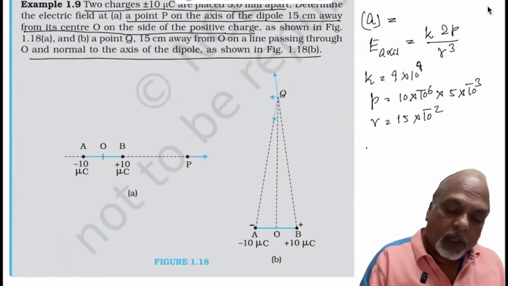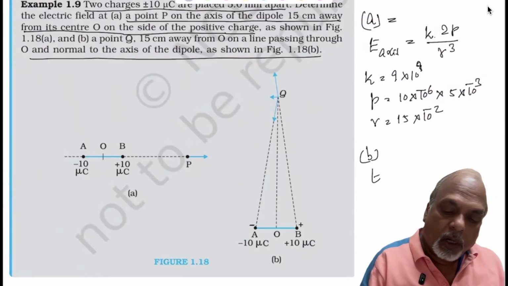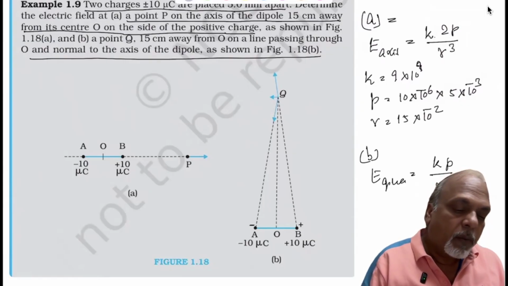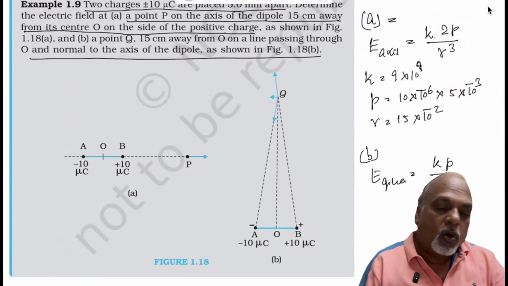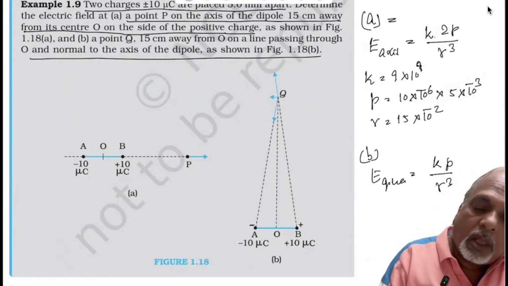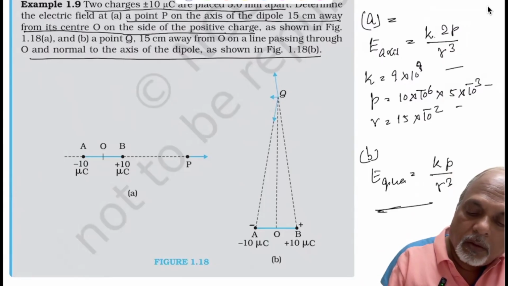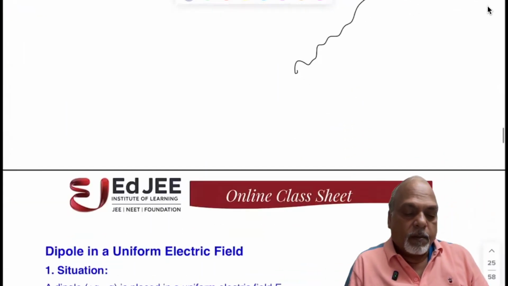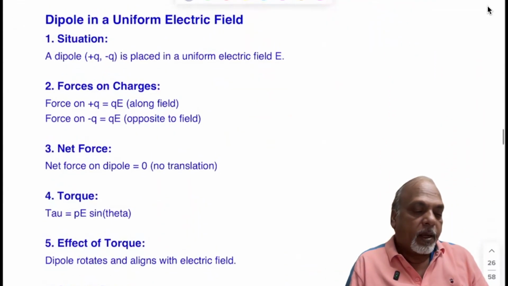Now, B part is equatorial field. Equatorial field is nothing but KP upon R cube. Here, P is same, and R is also same, 15 centimeter from the O on the line passing through the center. So, all these values you can put here, it will come half of its value. This is how you can do this question. Correct?